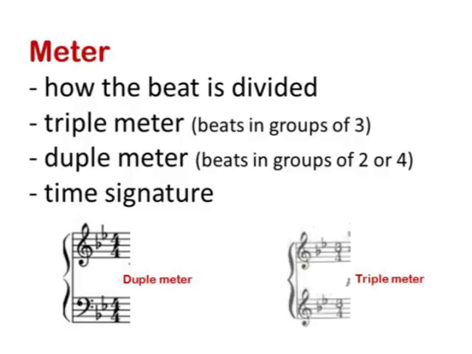Meter is needed in rhythm to show how the beat is divided up. There is triple meter, which is in groups of 3, 1, 2, 3, 1, 2, 3, or duple meter, groups of 2 or 4 beats.